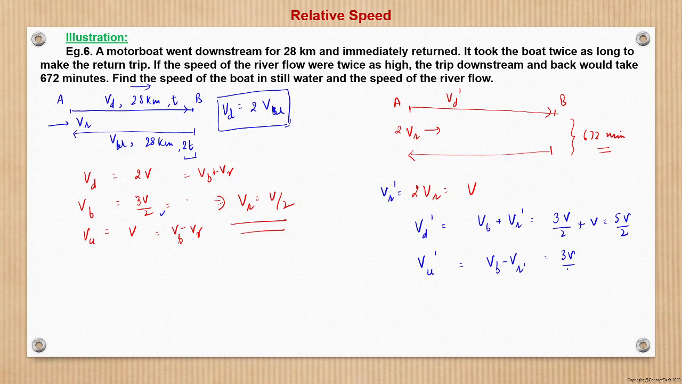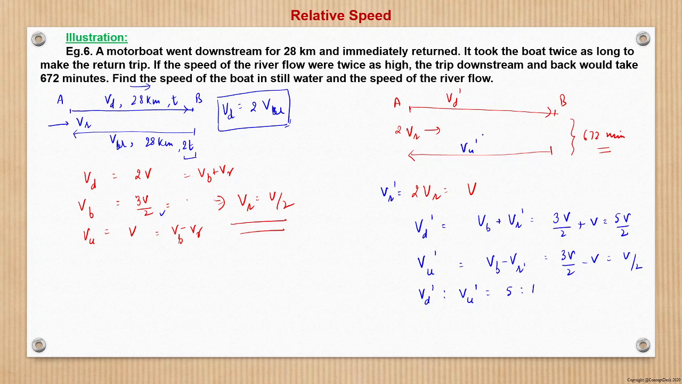So that is 3V by 2 minus V, which is V by 2. So here can we say this, that now see, to cover the same distance, the ratio of Vd dash and Vu dash, Vd dash is to Vu dash is what? 5V by 2 upon V by 2, that is 5 is to 1.